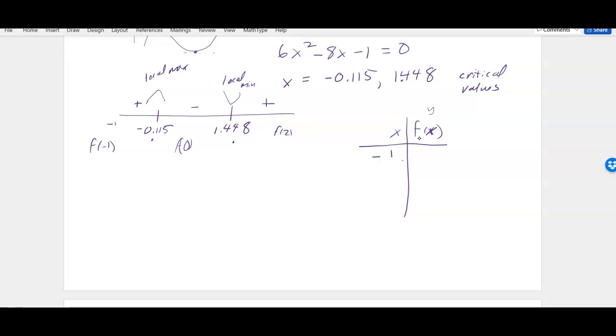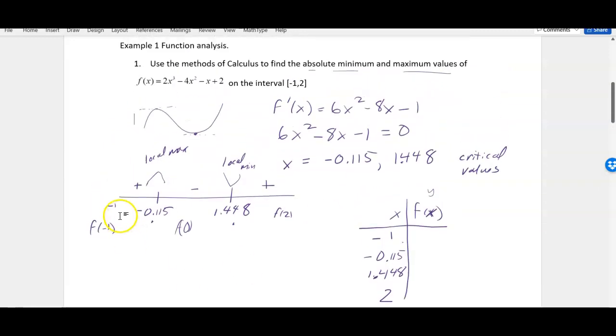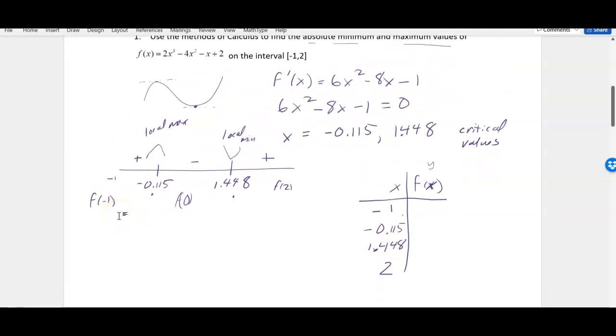Well, the left end was -1, and I don't have to do this in order, but I tend to do that. So I've got the two critical values here, and I've got the endpoint. Now, notice I'm checking the function value because I'm interested in the maximum of the function. The derivative tells me where to look, but I don't want the maximum of the derivative. I want the maximum and minimum of the function. So I put these into the original function, which was 2x cubed minus 4x squared minus x plus 2.